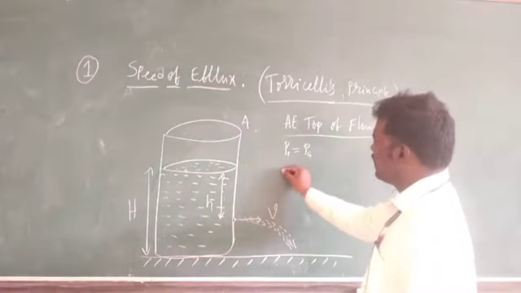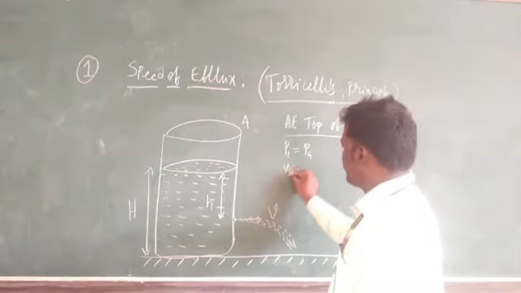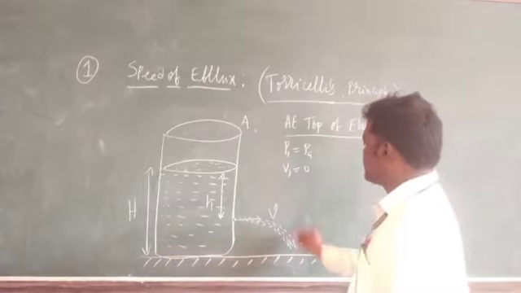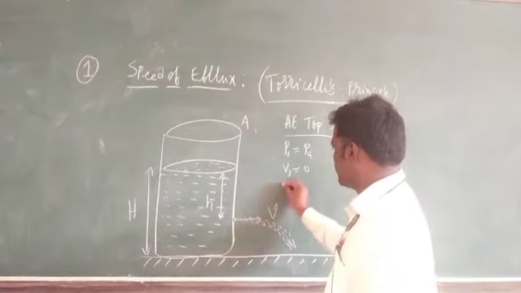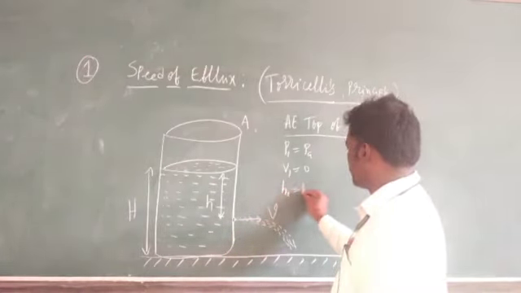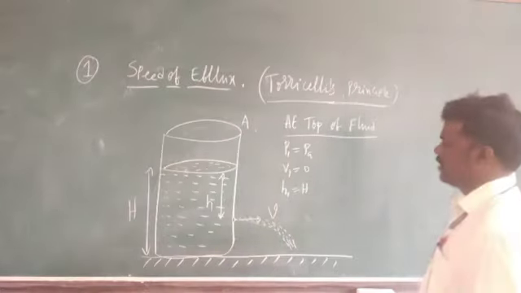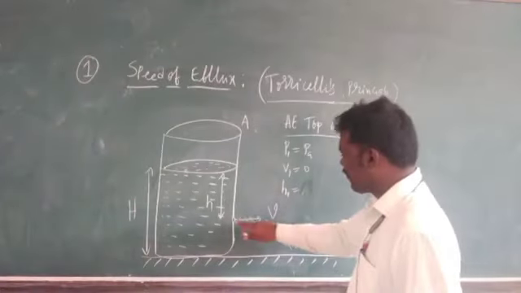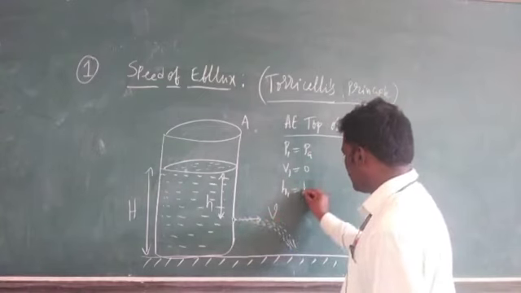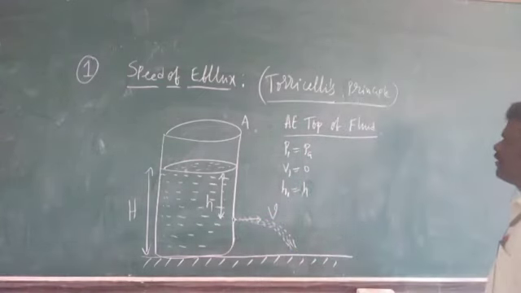Initially the velocity is V1 equal to 0, and the height is H1, taken from the orifice to this surface, as capital H. That is at the top of the fluid.